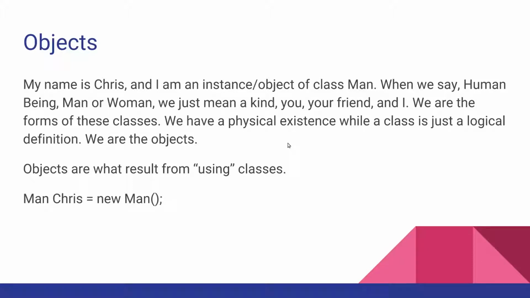So objects, like I said, are what result from using the class or the blueprint. An example in Java of making a new variable of me in class man is man Chris equals new man. And this is standard for every time you make a new object, pretty much, in Java. That's extremely standard.